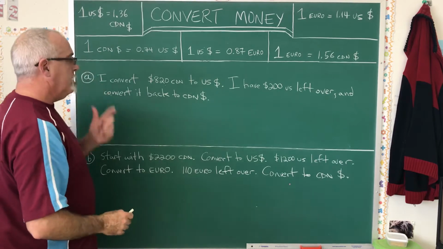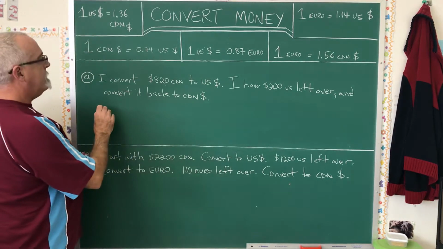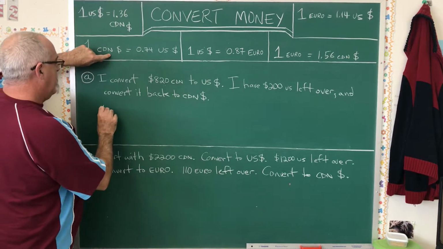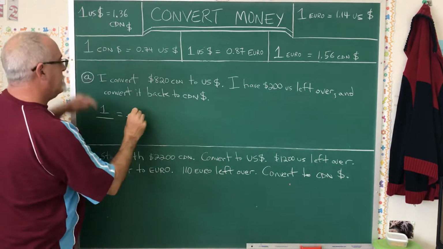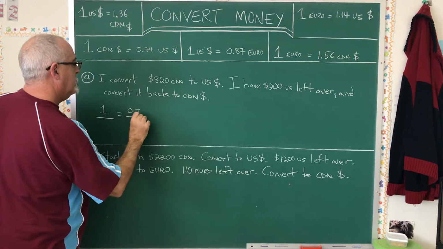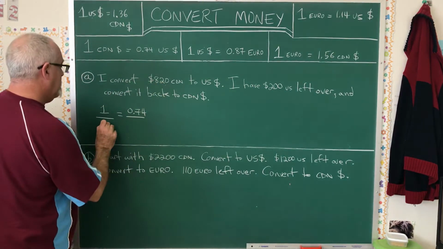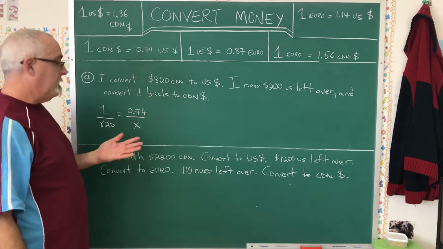Now the best way to do this is with a proportion, and the way I build my proportion is I know that I'm using this exchange rate. 1 Canadian equals 0.74 US. But I have 820 Canadian. How much US will that give me?